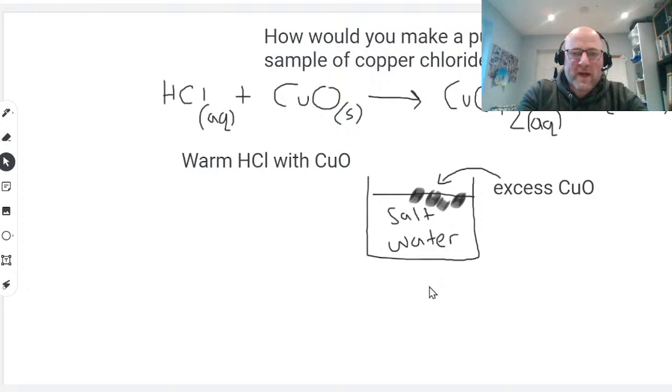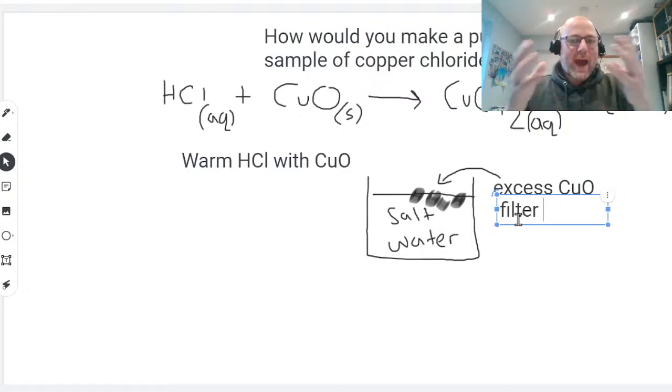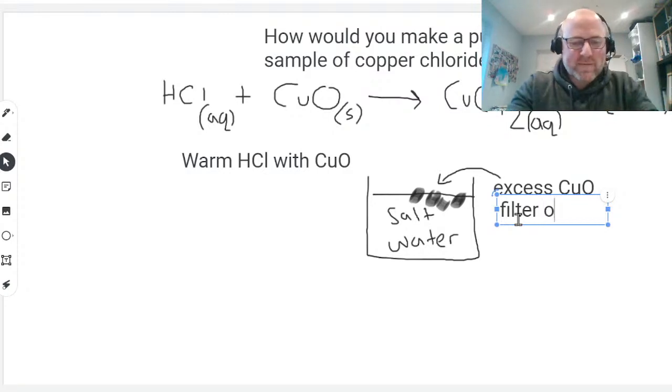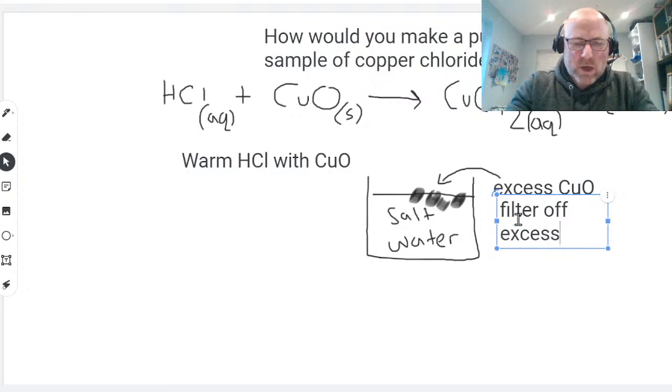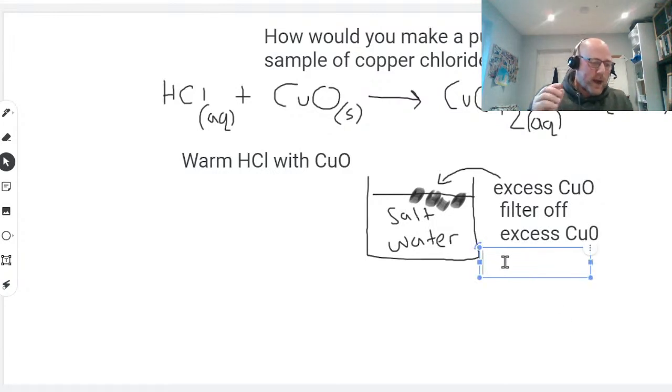Yes, Moose. So we've got to filter it. So first step, you're going to say filter off. I say first step, you've scored 2 marks already if you said the warm hydrochloric acid with copper oxide, add the copper oxide in excess, then filter off excess copper oxide. Feel free, if it's a 6 marker and you've got the time to write, use a filter funnel and filtration paper, but you might not gain extra marks for that, you never know how stingy they're going to be.